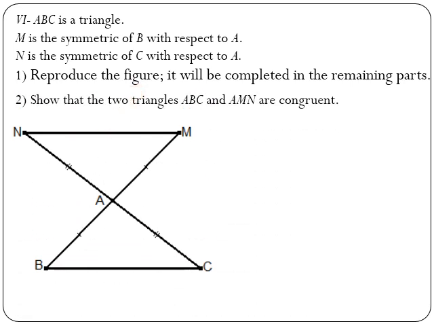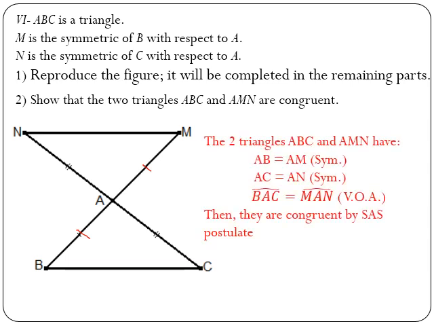How to show that triangles ABC and AMN are congruent? As we said in the given, here you have MA equal to AB. Okay, this is the first one. NA equal to AC by symmetry. Here we have angle NAM or MAN, it's equal to BAC, vertically opposite angles, they make an X shape. So they are congruent by side, angle, side.